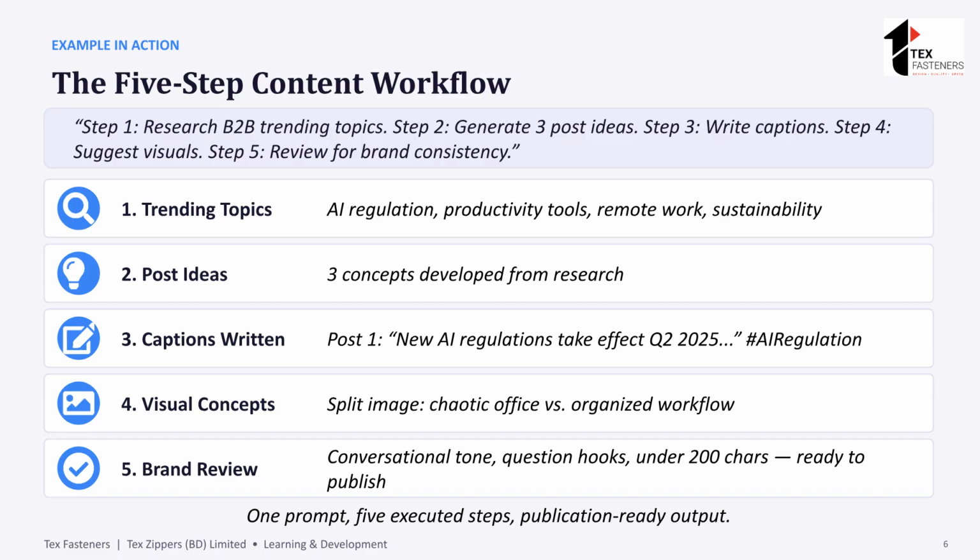Now let's build the complete workflow. Step 1, research B2B trending topics. Step 2, generate 3 post ideas from the research. Step 3, write captions for those ideas. Step 4, suggest visual concepts for the posts. And Step 5, review everything for brand consistency. The result is a connected process. Research produces the topics, the topics produce the ideas, the ideas become captions, the captions guide the visual concepts, and finally, the complete content is reviewed for brand consistency. One prompt can therefore execute 5 connected steps and produce publication-ready output.